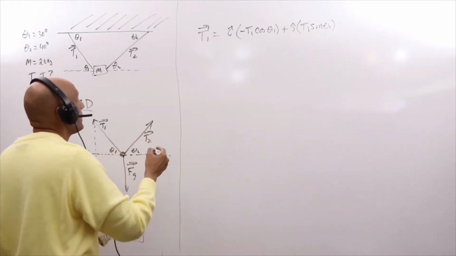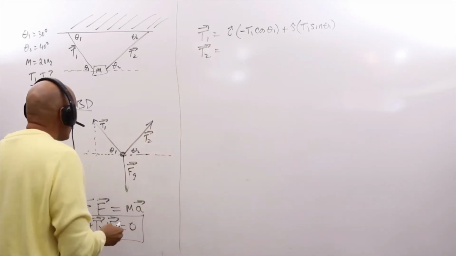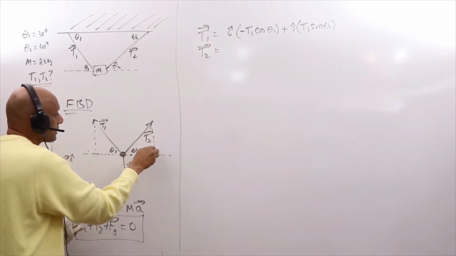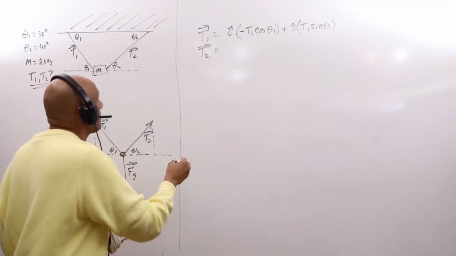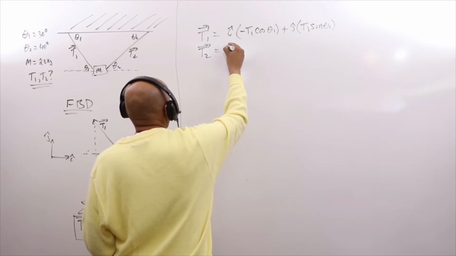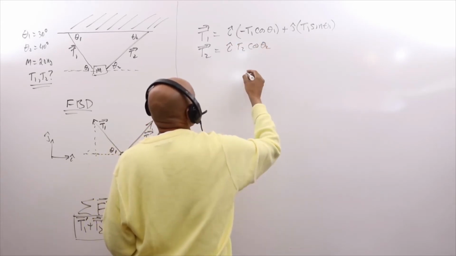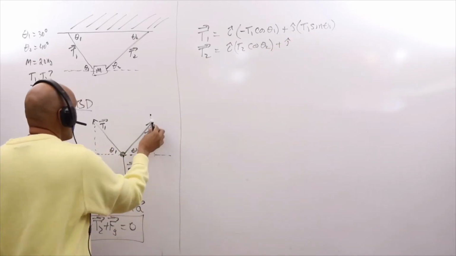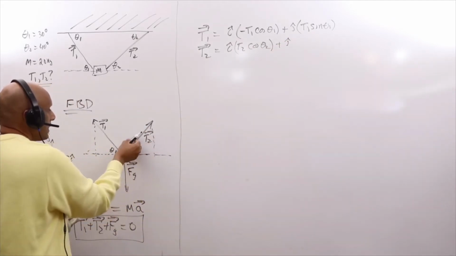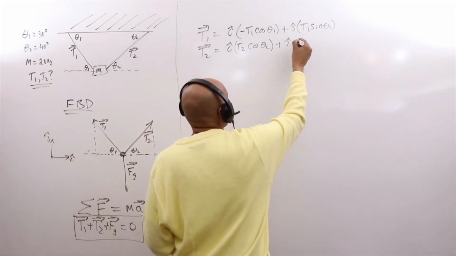I'm going to repeat this process for T2. Here's the T2 vector. The ratio of this side to this side is the cosine, so we can write the i component as T2 cosine of theta 2. I'll put a parentheses in here. And the j component is going up also, so the ratio of this side to this side is T2 sine of theta 2.